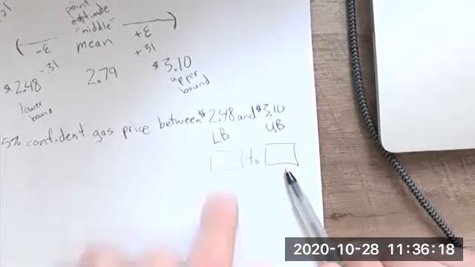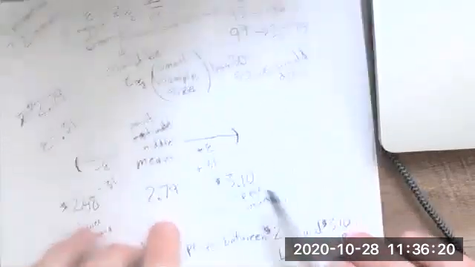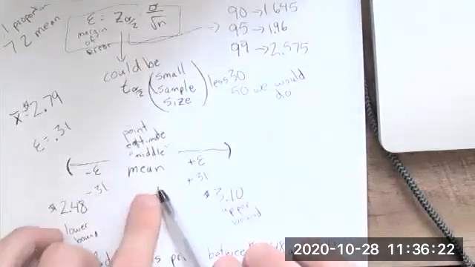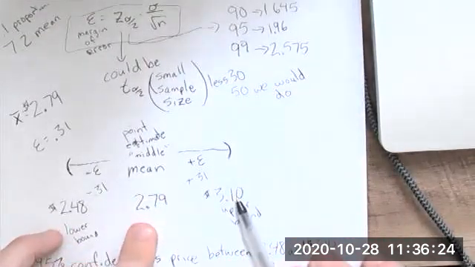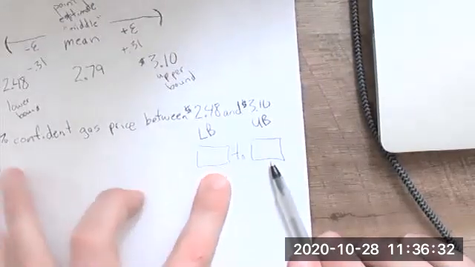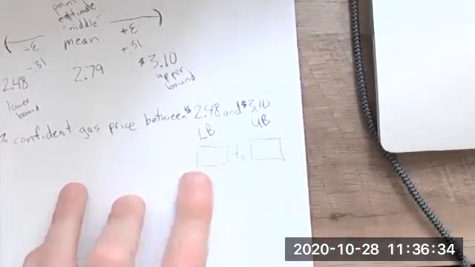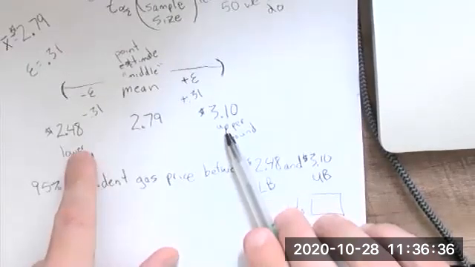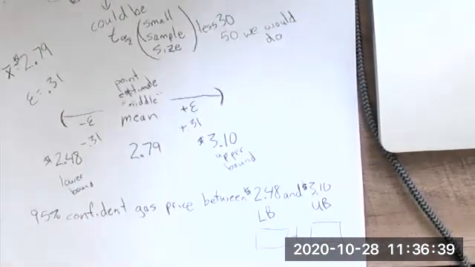That's the easy part, but I think students lose track of what that meant: your mean was the middle. You're adding the margin of error, and that's going to be your upper bound. You're subtracting the margin of error, and that's going to be your lower bound. I'm looking for gas. How confident can I be that gas is between those two prices? That's what a confidence interval means to us.